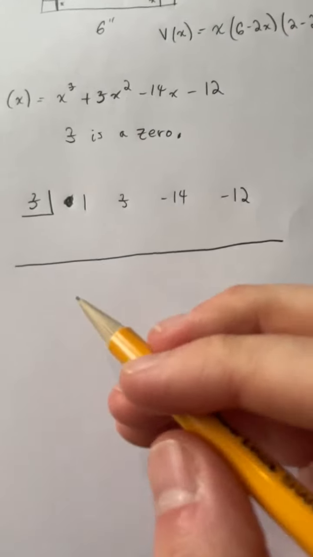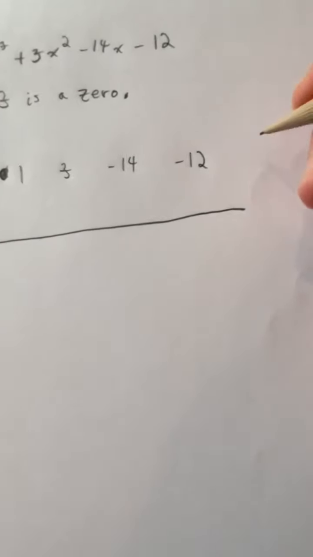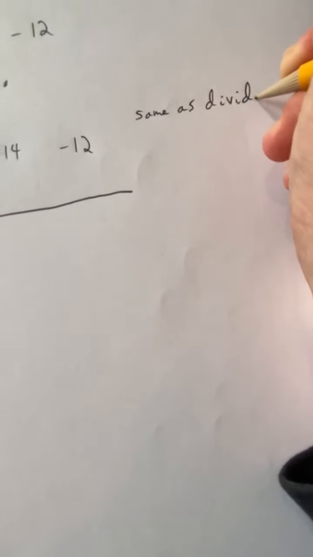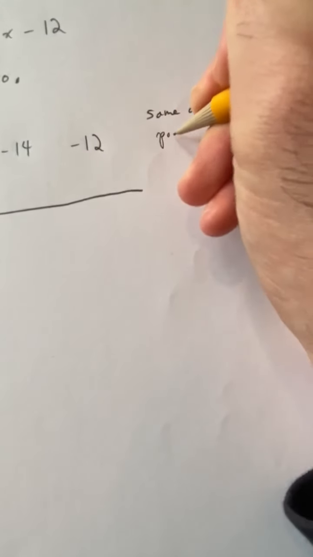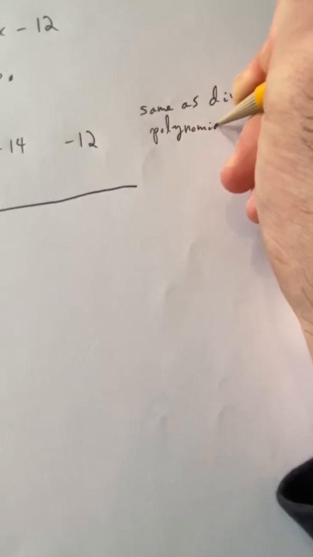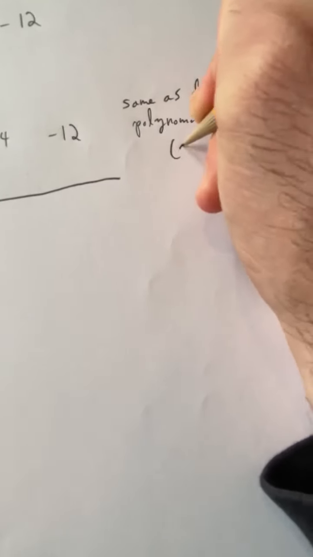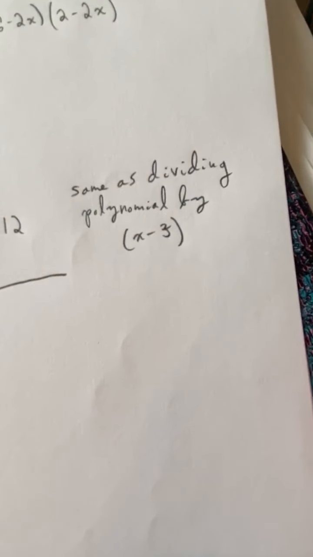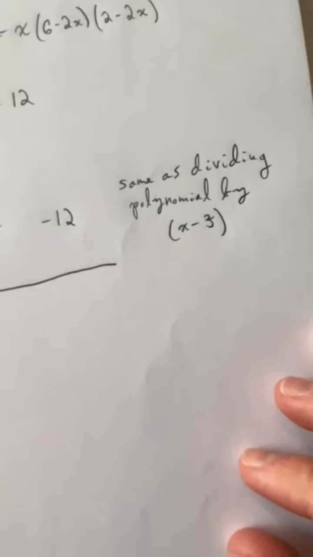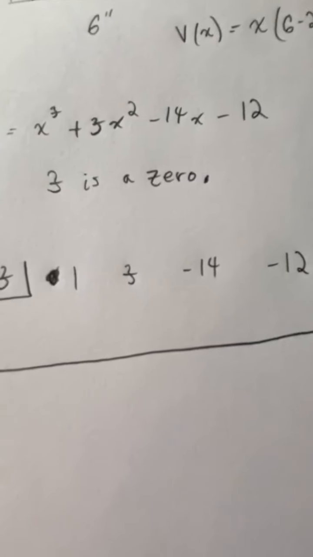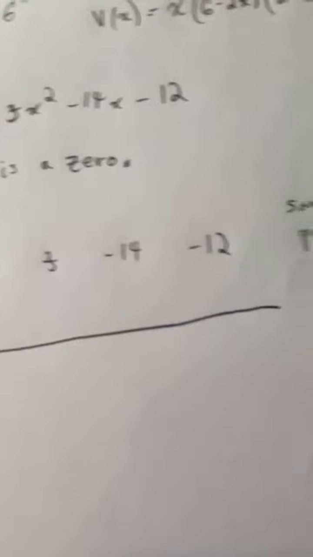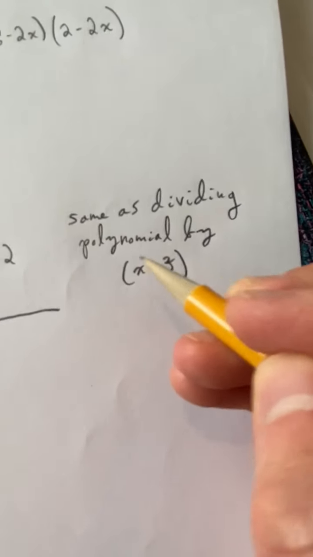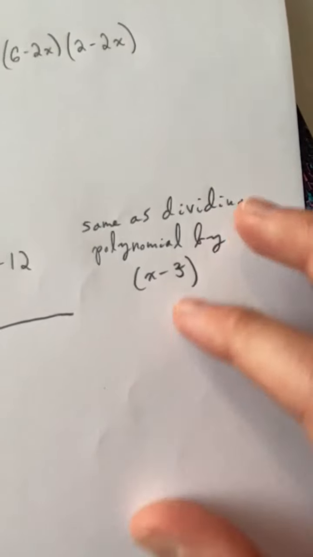Now, it's important to remember that when you do synthetic division, this is the same as dividing the polynomial by x minus 3. And why are we dividing by x minus 3? Well, 3 is a 0. That means that x minus 3 has to be a factor, because if we plug 3 in for x, this will be 0. We multiply that into whatever's left over. It makes the whole polynomial equal to 0.